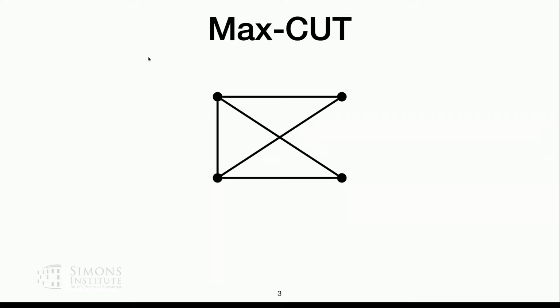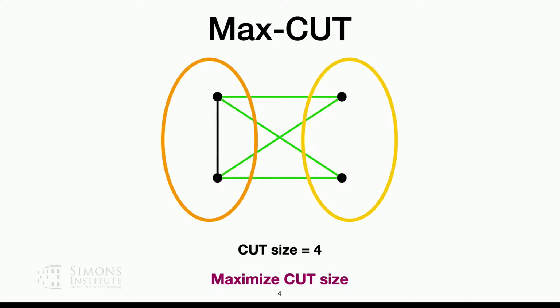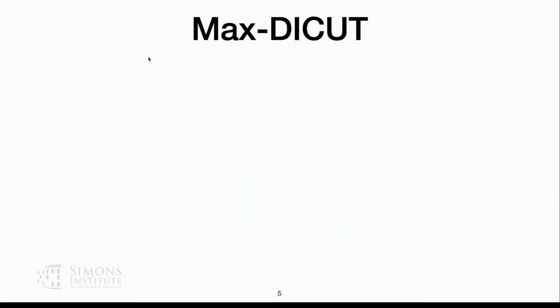Let me first define a closely related CSP, which I'm hoping we all are familiar with, which is the Max-Cut problem. Here we are given an undirected graph, and the task is to find a bipartition that maximizes the number of edges that go across the two sets. For example, in this case, the bipartition that I just drew here is the optimal bipartition, and the cut size is 4. And this is called the max cut size.